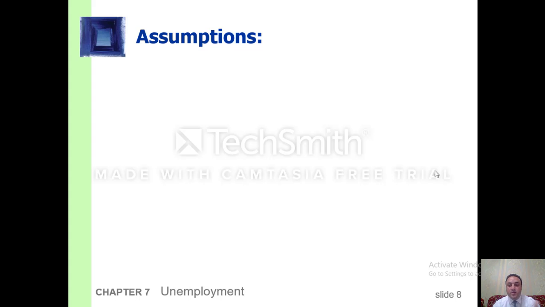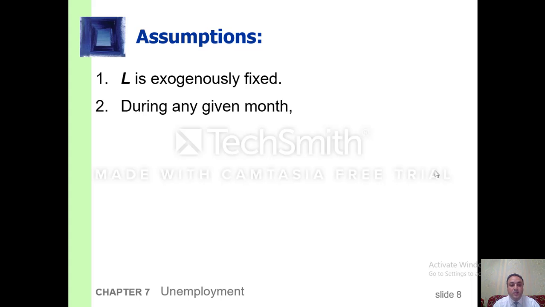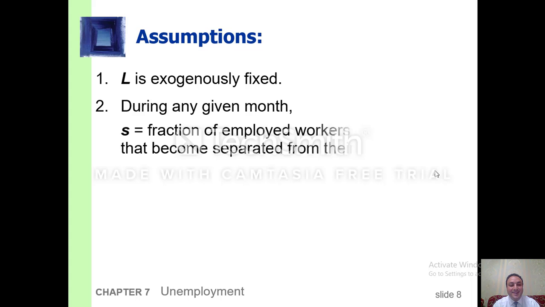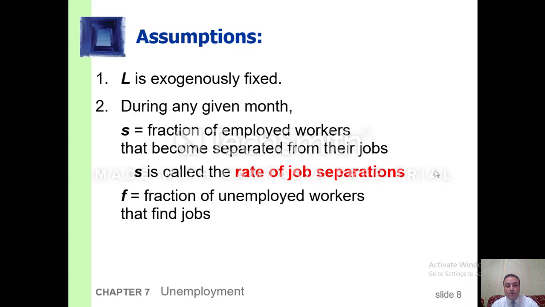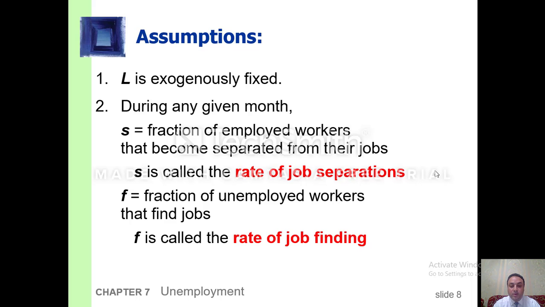As we used to, any model has its own assumptions. Here we can see that the labor force denoted by L is fixed, and during any given month, S is the fraction of employed workers that become separated from their jobs. This is S, and it is called the rate of job separations. And for the job finding, F is the fraction of unemployed workers that find jobs, so it is called the rate of job finding.